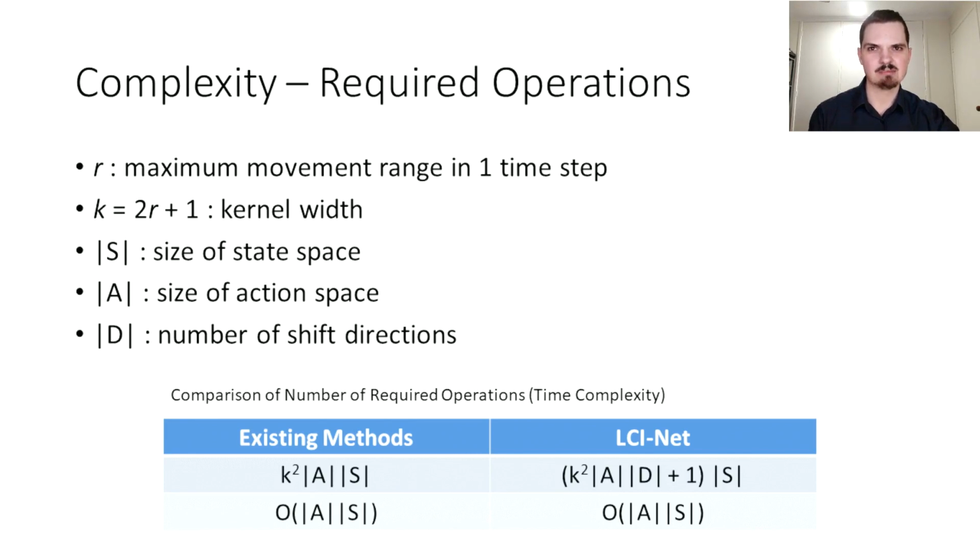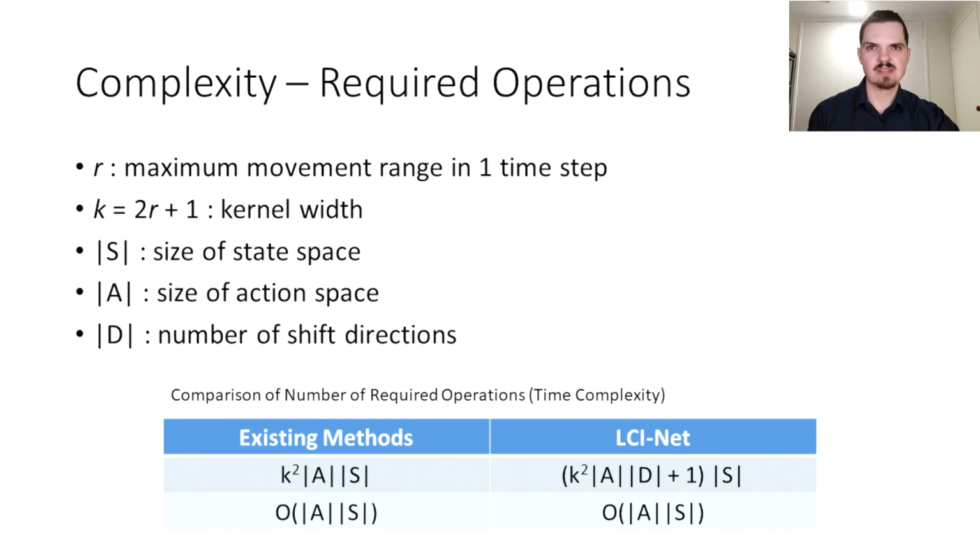As a comparison, prior methods require one multiplication and one addition for each combination of state, action, and kernel position, resulting in a total number of operations proportional to k squared AS. Therefore, LCI-Net and previous methods have identical computational time complexity in terms of state and action space size.